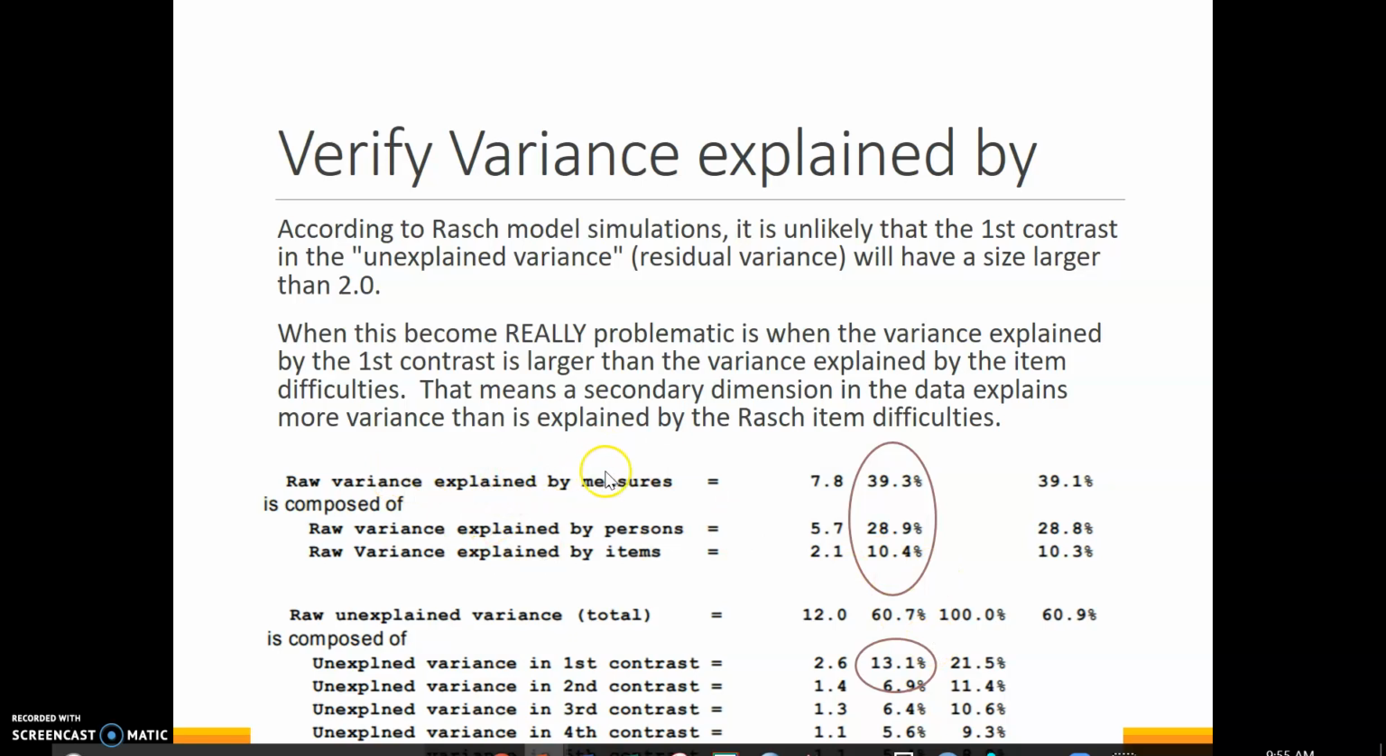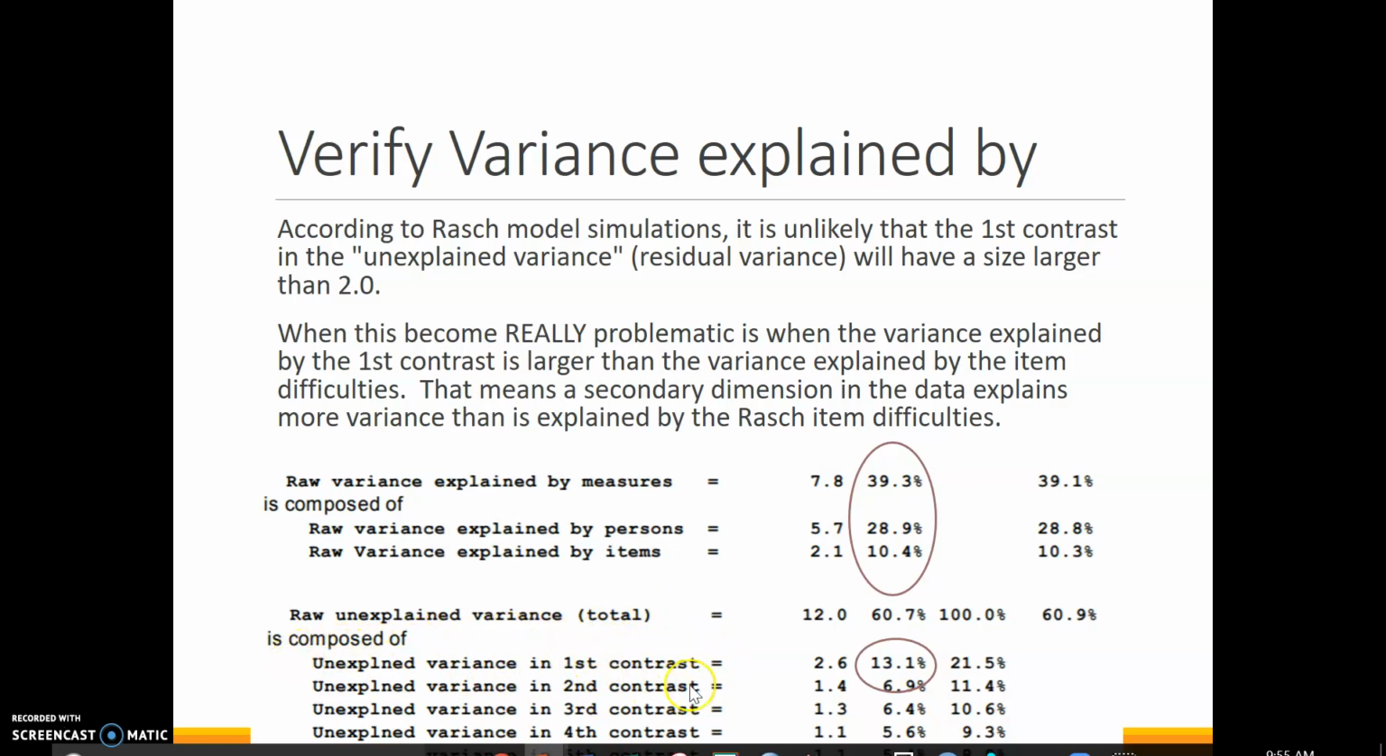So we have the raw variance explained by the measure, in this case 39%, not quite 40 but close. Then we also get to break it down by items and by persons. We think back to ANOVA. ANOVA looks at variance in 2 ways, between group and within group. We're essentially doing the same thing. We're looking at variance explained by person and variance explained by item. And then at the bottom here, now we have our unexplained variance in the first contrast.